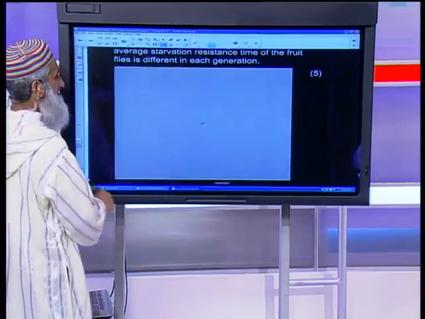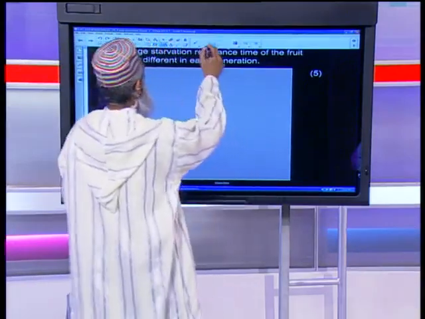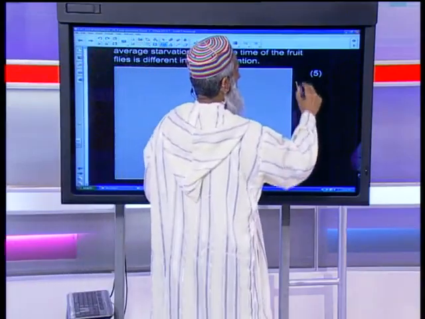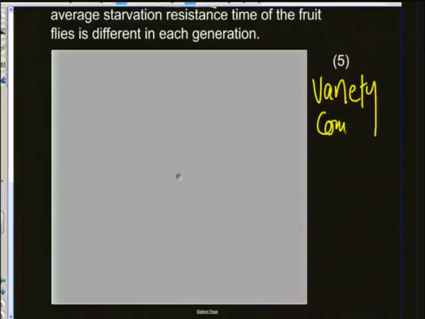Now, before we answer this question, mindsetters, just to remind you, we had some words that we needed to remember. We must start with variety or variation. We must go towards competition and not adaptation but suitability.